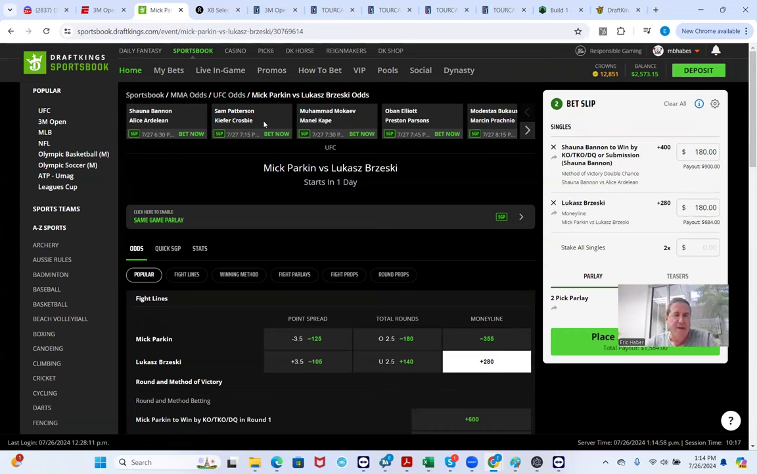All right. Sam Patterson versus Kiefer Crosby. All right. So Sam Patterson is really tall and he's got very, very decent grappling, very slick grappling. Kiefer Crosby, if anything, he's just kind of got a real puncher's chance here. He's probably going to go for it in the first round. If it doesn't work out, Patterson will take him down and submit him.